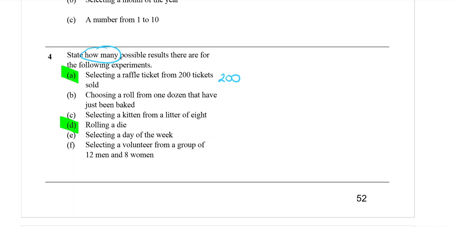I'm going to do D as well. So how many different results are there when you roll a dice? This is a normal standard dice, so there would be 6.